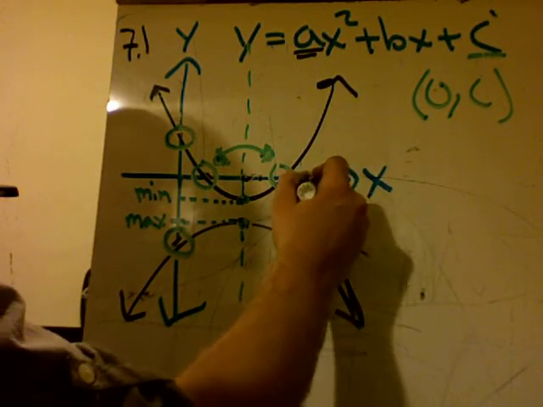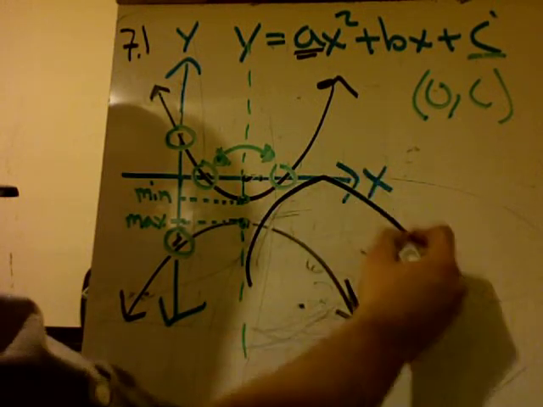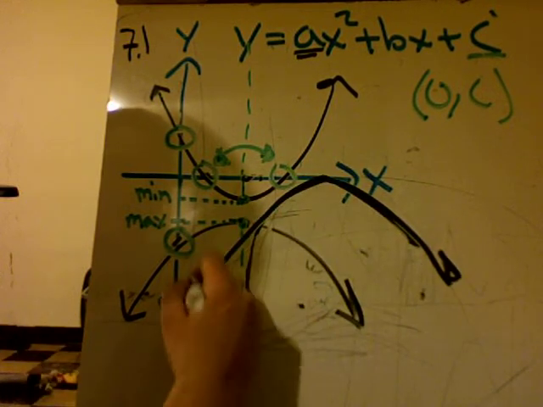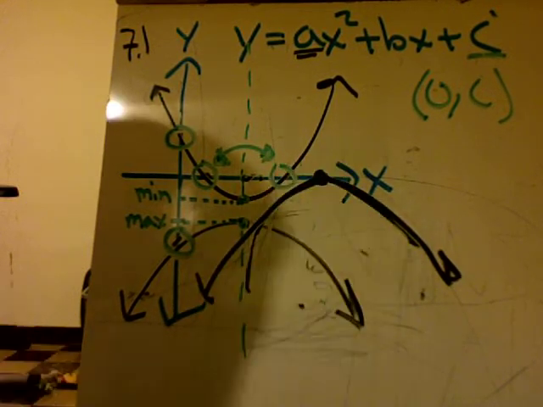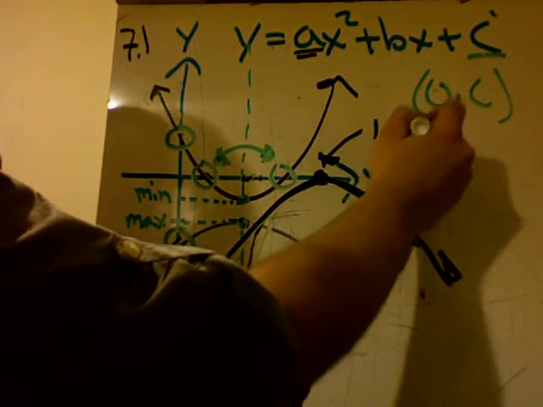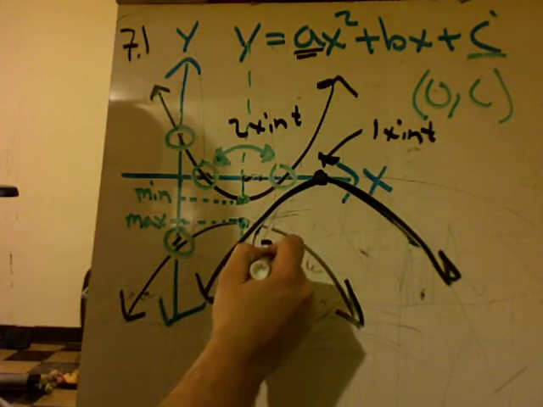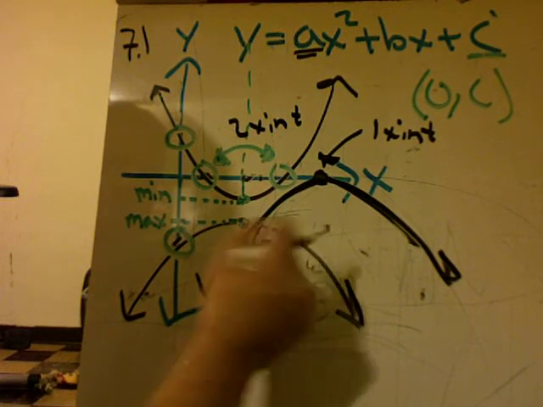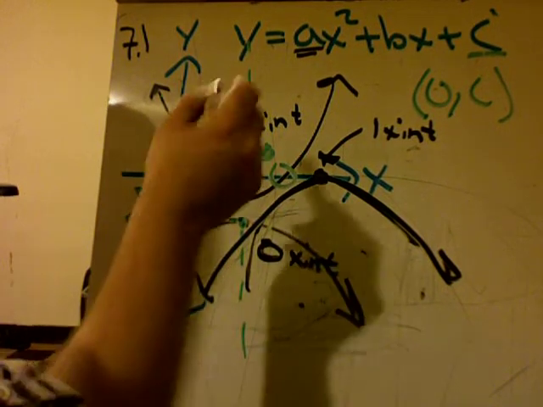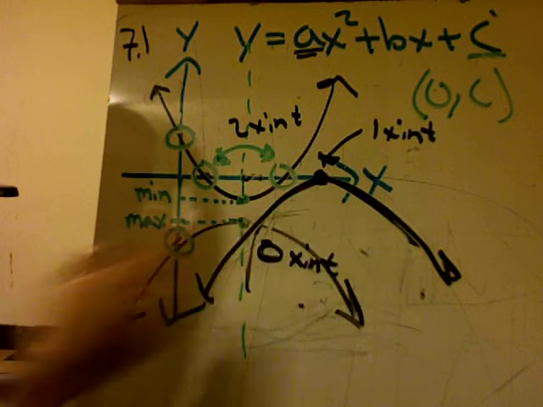It's also possible maybe you could have a parabola that looked like that, where the vertex started on the x-axis. Well, in that case, you only have 1 x-intercept. Here you've got 2, okay, 0. So it's possible you could have 2 x-intercepts, 1 x-intercept, or 0 x-intercepts.